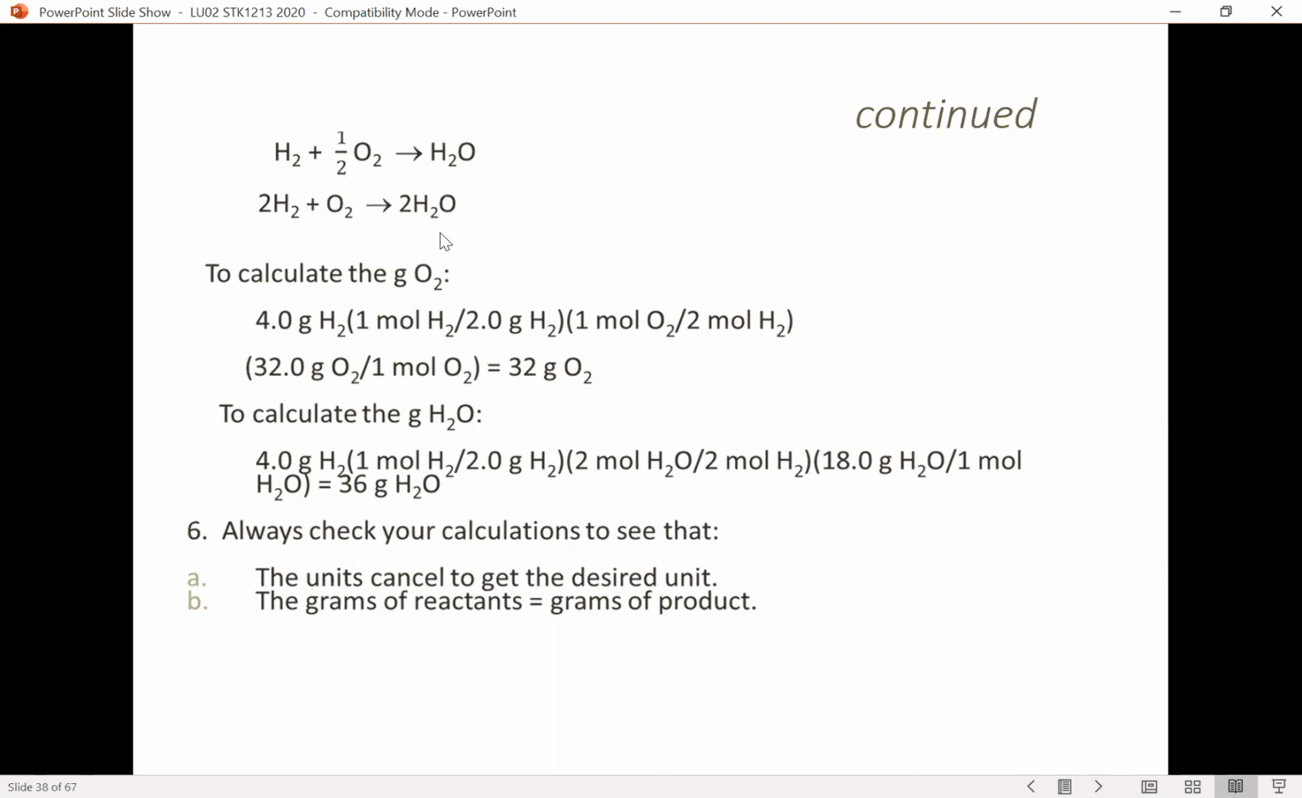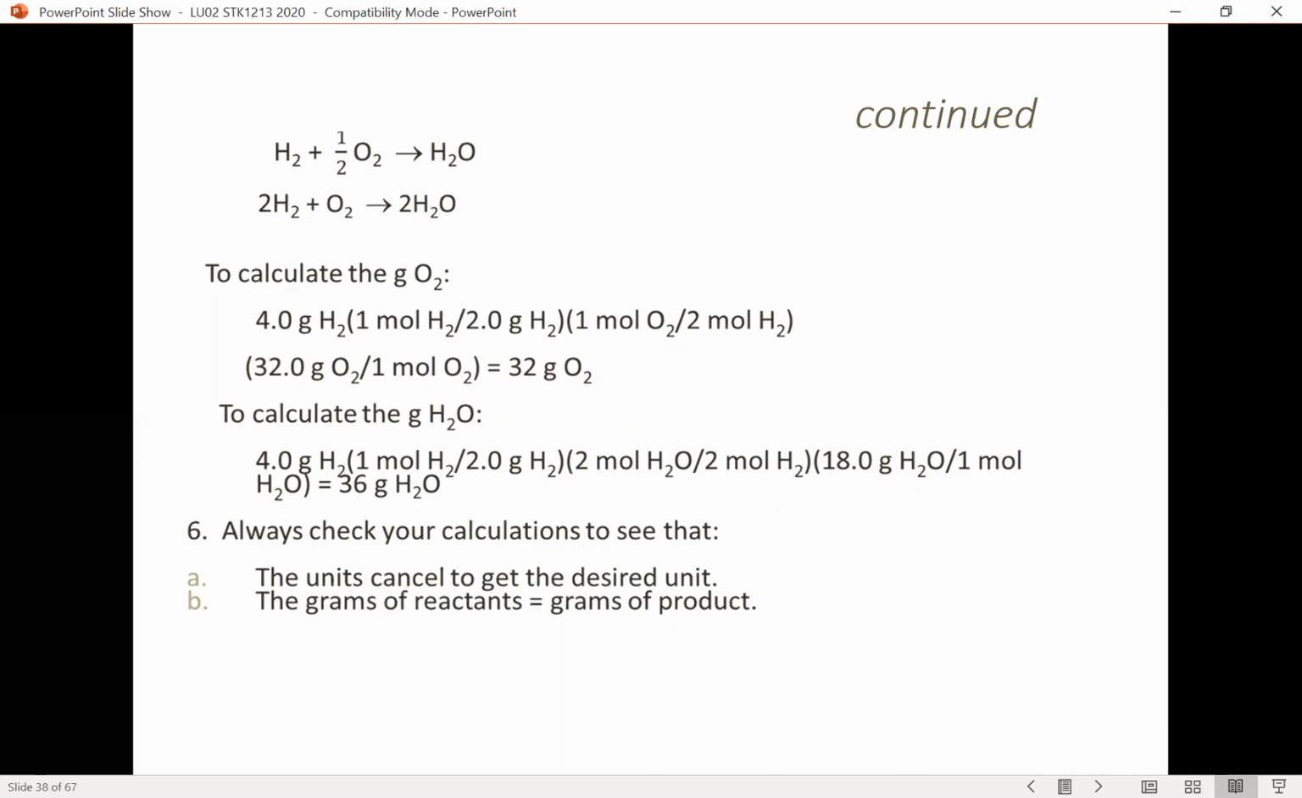When you already have this coefficient in front of your reactants and product, when you have it correct, it can help you to calculate correctly. Okay, all right. And step number 6, always check your calculations to see 2 things. The first, the units cancel to get the desired unit. That's why you need to include all the units.